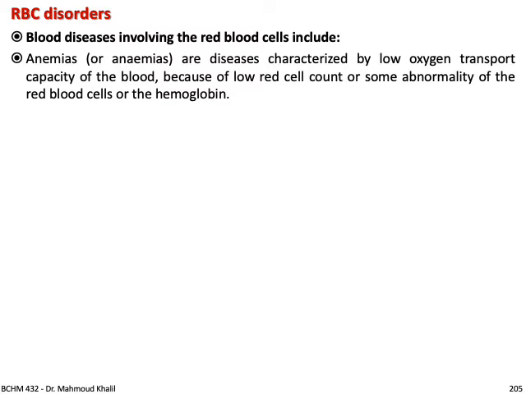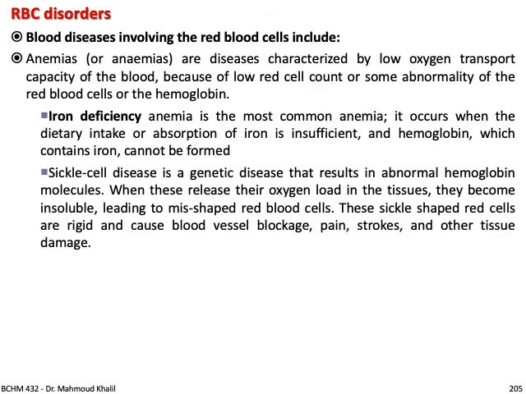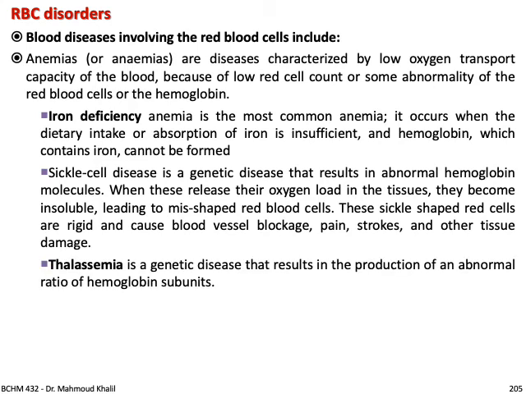The blood diseases involving the red blood cells include anemias, all types of anemias. Iron deficiency anemia is the most common anemia. It occurs when the dietary intake or absorption of iron is insufficient and hemoglobin, which contains iron, cannot be formed. Sickle cell disease, and of course all of you are familiar with sickle cell disease. Thalassemia is a genetic disease that results in the production of an abnormal ratio of hemoglobin subunits.